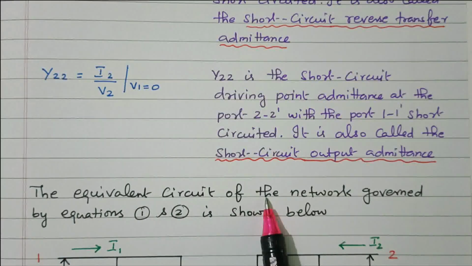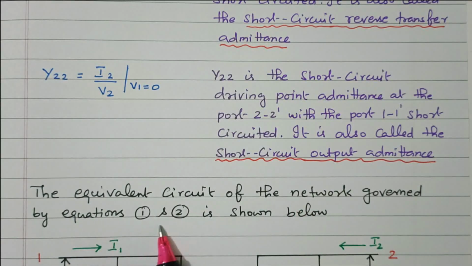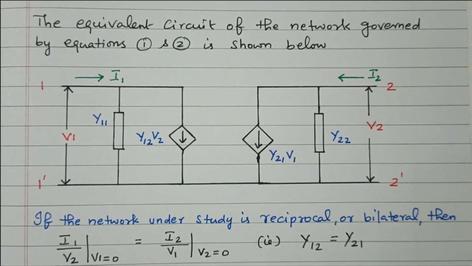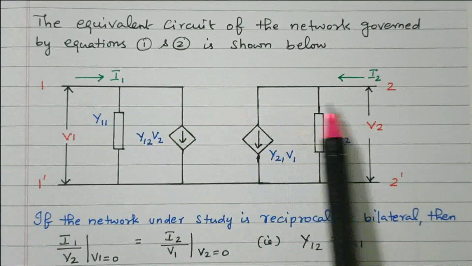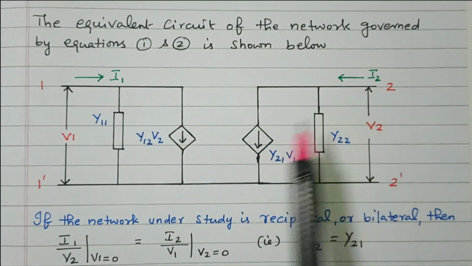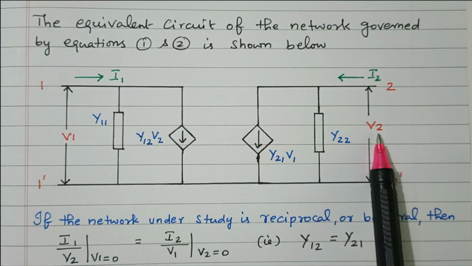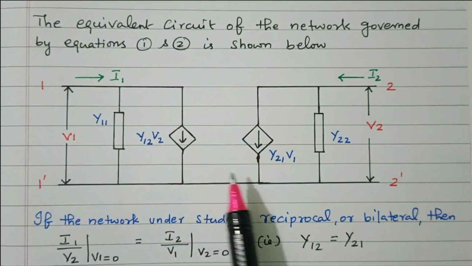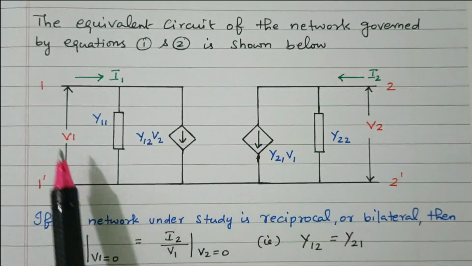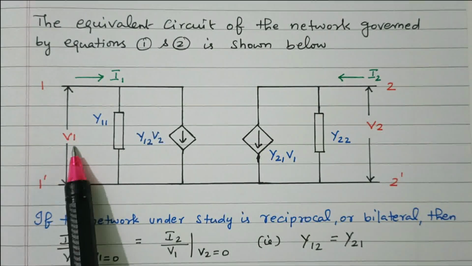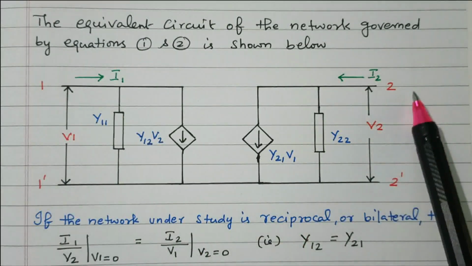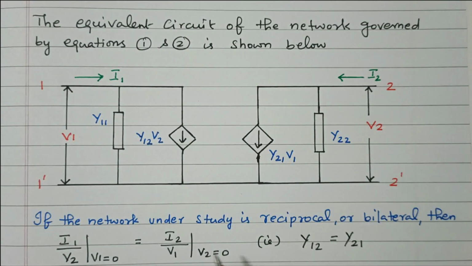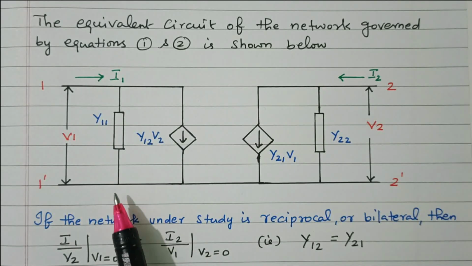The equivalent circuit of the network governed by equations 1 and 2 is given below. So this is the equivalent circuit, with I1 and I2 the currents at the input and output ports, V1 and V2 the voltages at the input and output ports, and the admittance parameters Y11, Y12, Y21, Y22. This is input port 1 dash, voltage V1, current I1. This is the output port 2 dash, voltage V2, current I2. Now we see how these admittance parameters are placed.